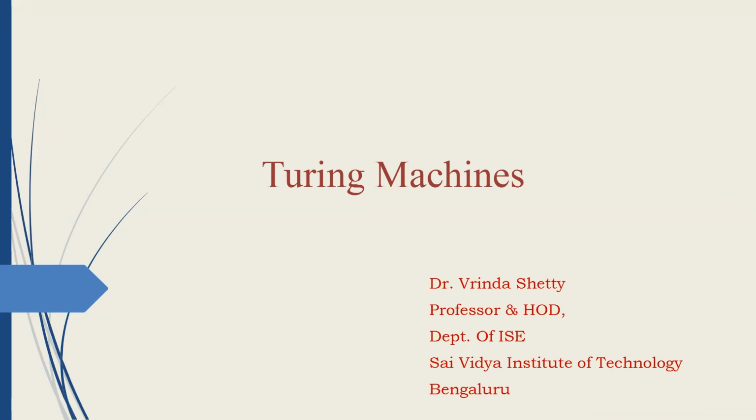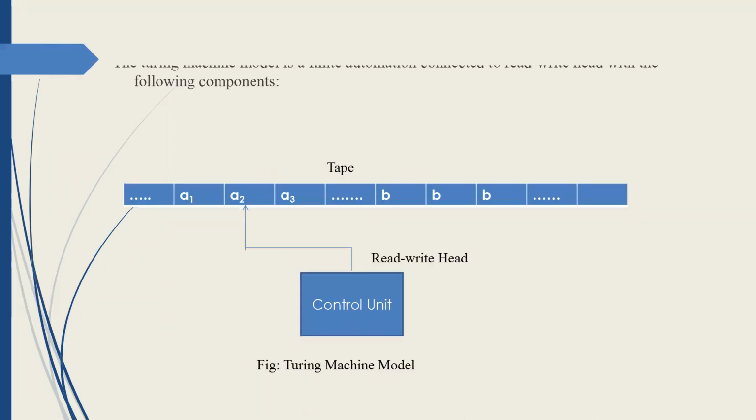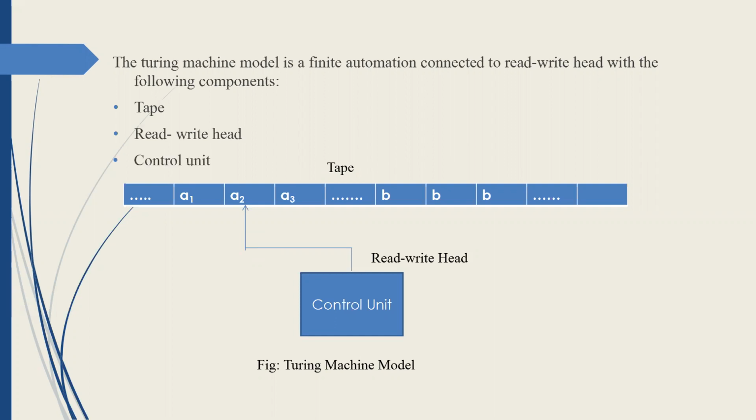Coming to the definition of a Turing machine, first we'll see the generalized model of a Turing machine. The model of a Turing machine consists of three components: tape, read-write head, and a control unit. What is the Turing machine going to have in a tape? The tape is divided into cells. Each cell will consist of one input symbol.